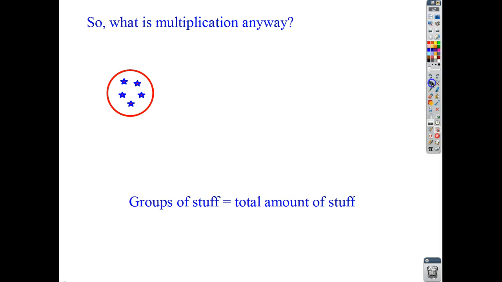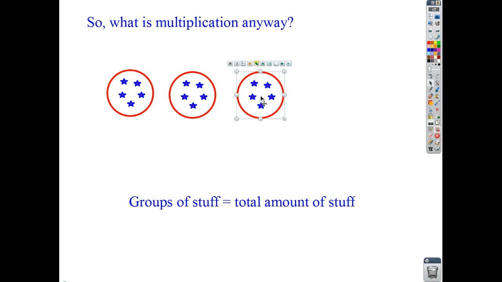Let's try another one. So now I have 3 groups of 5 stars. Groups of stuff: the number of groups, of the stuff that's inside. And it's got to be an equal number in each group. It doesn't work if this group has 5 in it and another group has 4 in it. Then it's not really multiplication. That would just have to be addition.